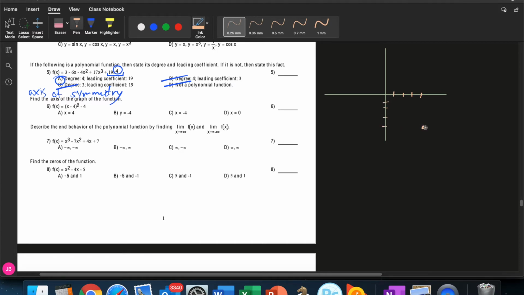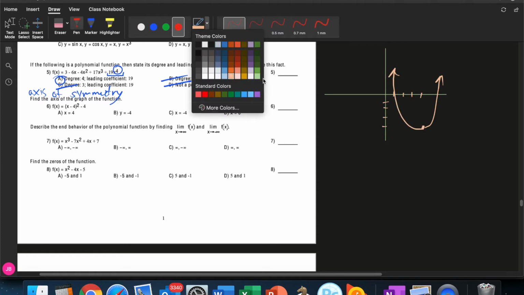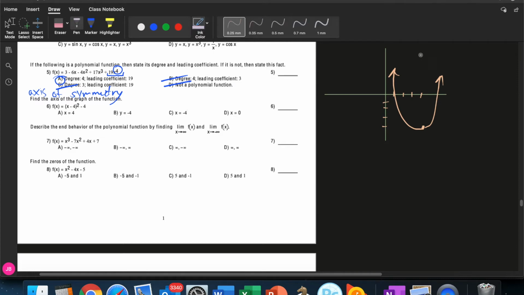And all of you should know what a quadratic equation looks like. It's a parabola. And so the axis of symmetry, the line that's going to cut this in half, is going to go right through the middle of it at x is equal to 4. X is equal to positive 4. There it is.